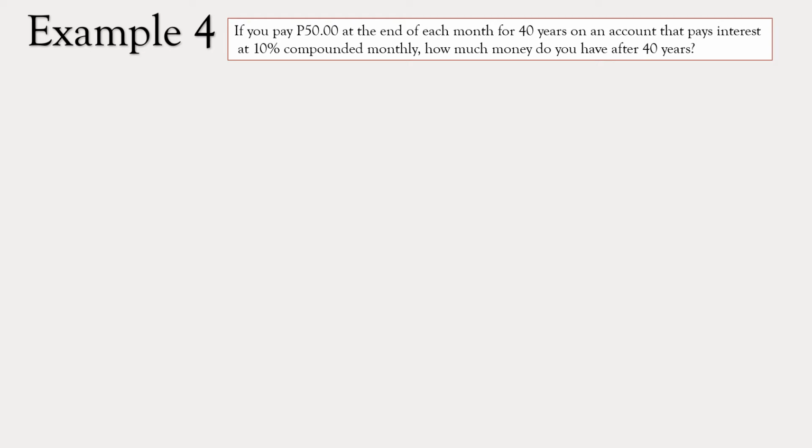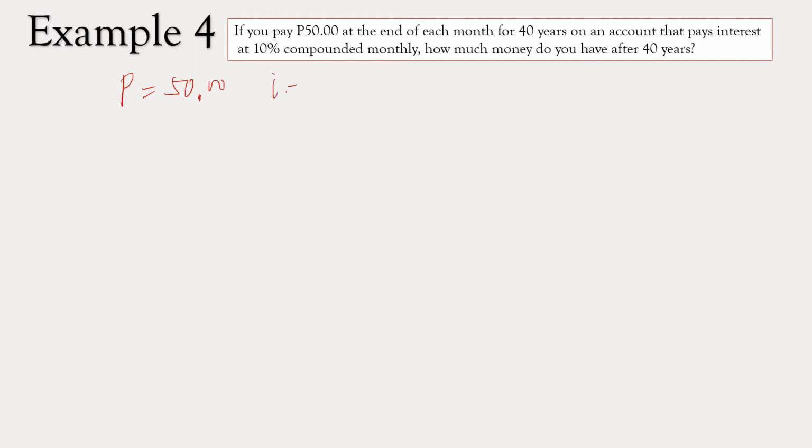So let's have this example number 4. If you pay 50 pesos at the end of each month for 40 years on an account that pays interest at 10% compounded monthly, how much money do you have after 40 years? So we are given with 50 pesos as the periodic payment. P is 50 pesos.